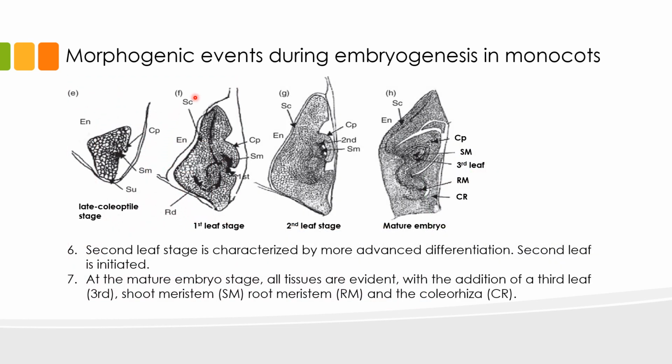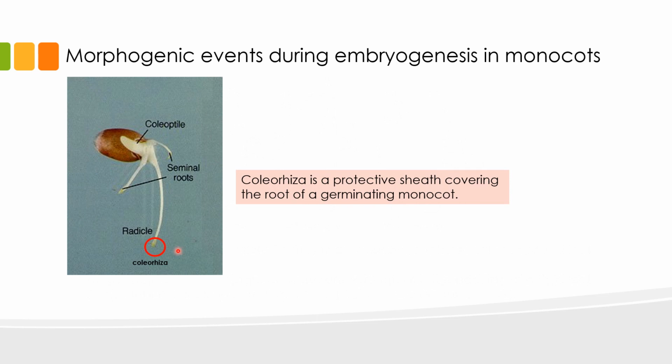Following the first leaf stage is the second leaf stage. This stage is characterized by more advanced differentiation of the first leaf and the initiation of the second leaf. Then finally, we have the mature embryo stage. During this stage, all tissues are evident, with the addition of a third leaf, shoot meristem, root meristem, and the coleorhiza. The coleorhiza is a protective sheath covering the root of a germinating monocot.